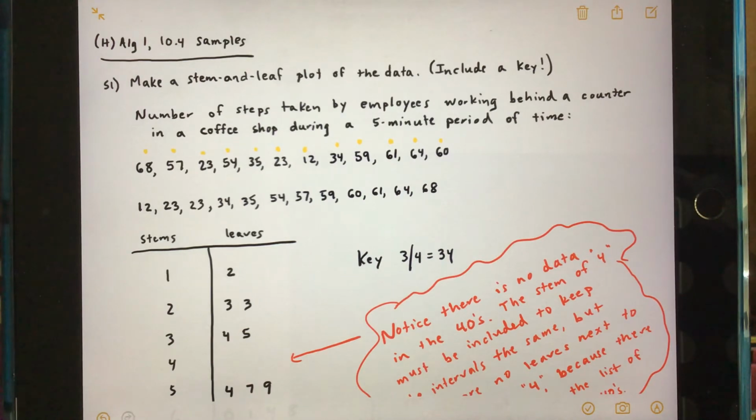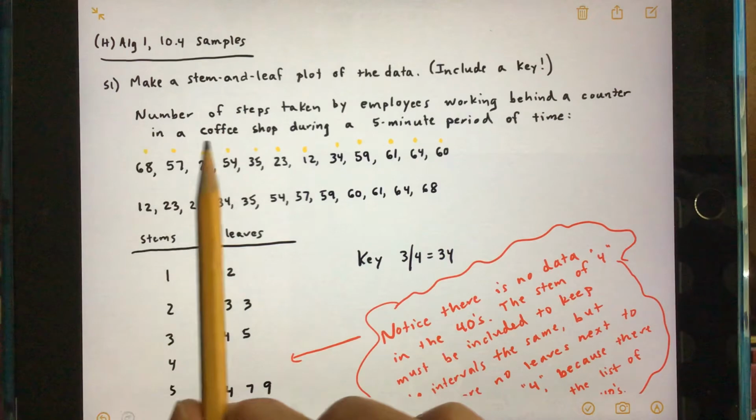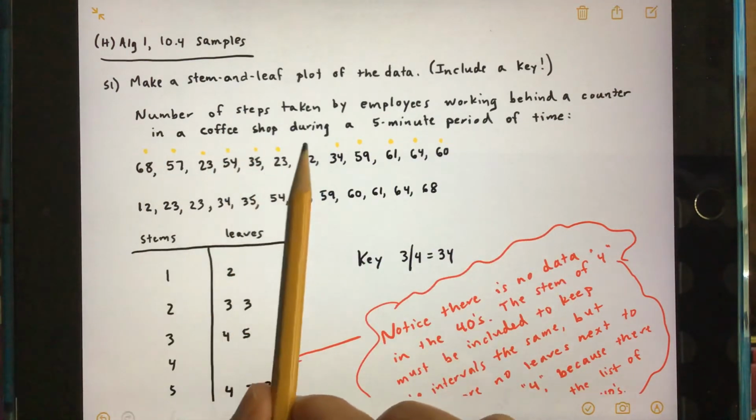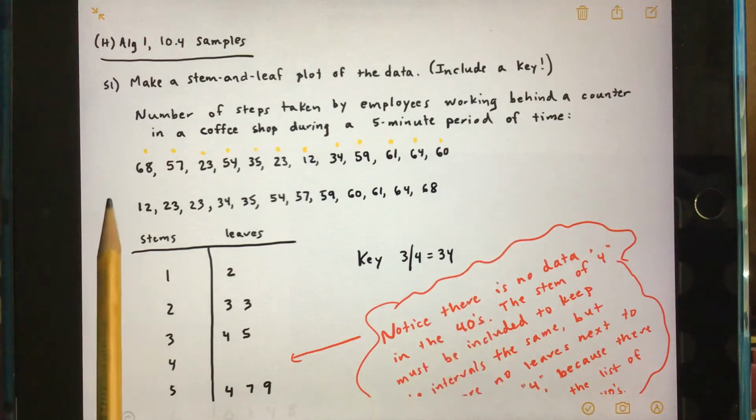All right, so we've gathered some data. We went to a coffee shop, and we found out the number of steps taken by employees working behind a counter in that coffee shop during a 5-minute period of time. So this is how many steps each of those employees took.